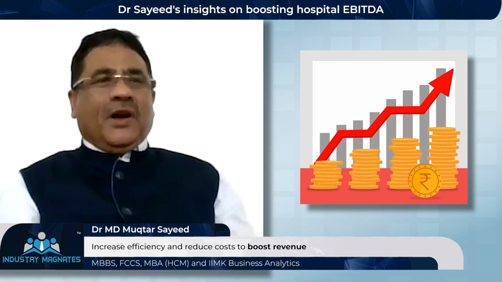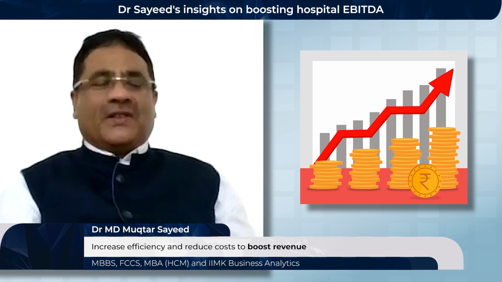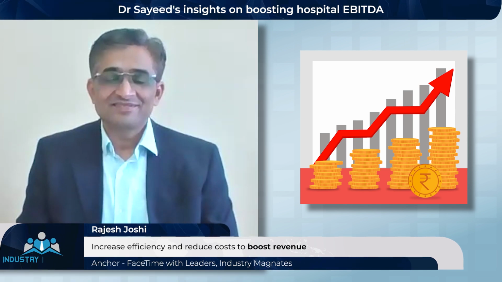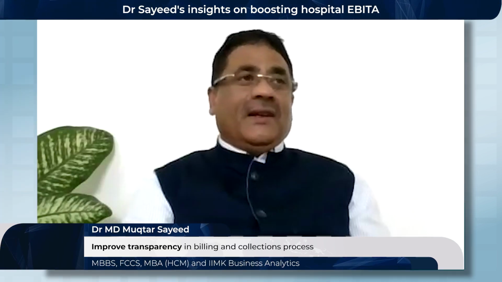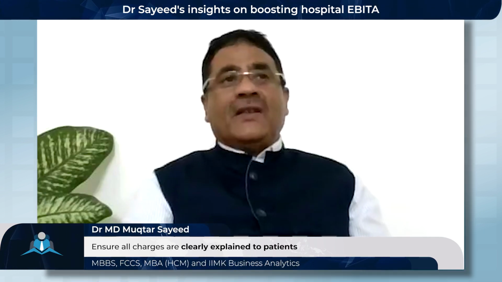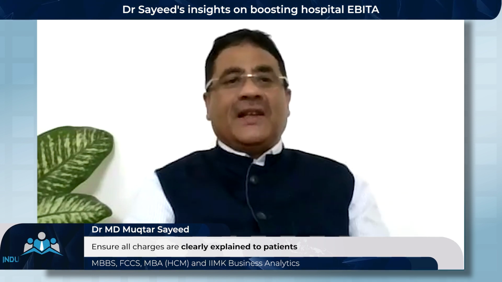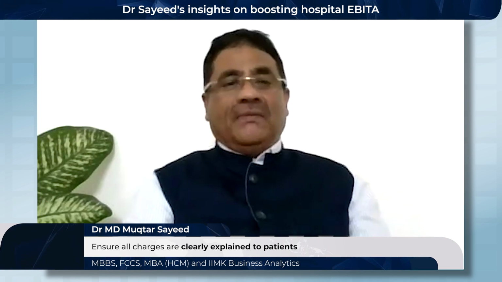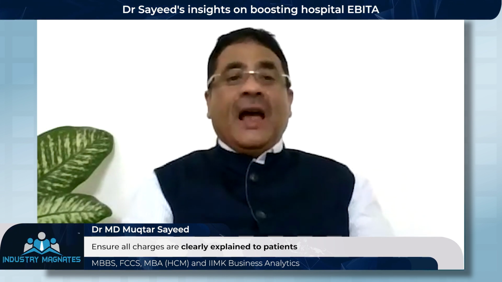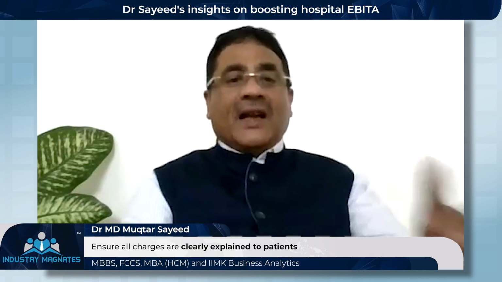To increase the EBIT of the hospital, the most important is to increase efficiency and reduce costs. Then increase revenue, and improve billing and collections. When you say billing, I'm not saying that charge extra. What I'm saying is be transparent. You need to be very transparent to your patients. Not even a single rupee should be charged extra, and it should be very clearly explained to the patient attendants before you finalize the bill. If they agree, well and good. If they have any doubts, please clear the doubts before the final bill is prepared and they come to pay.